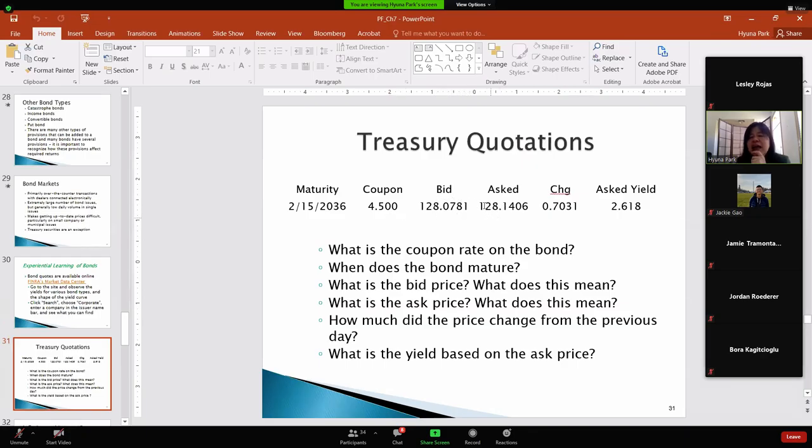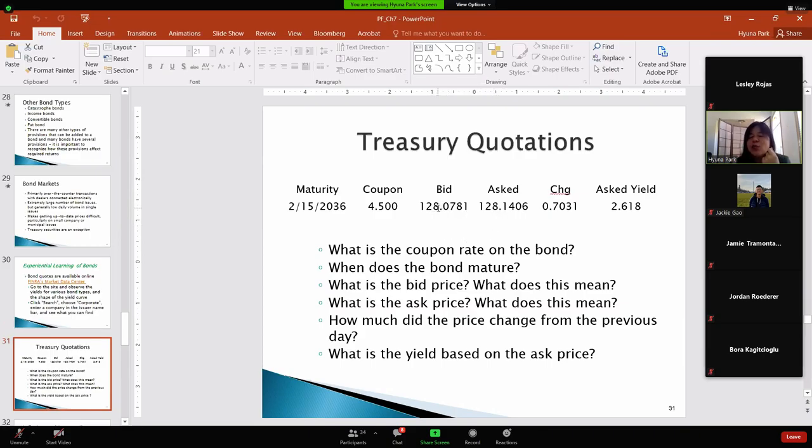And bid and ask, what does that mean? Treasuries are traded in the dealer's market. Bid is what dealers are willing to buy at. So the dealer's purchase price is the bid price, and the dealer's sale price is the ask price. The ask price should always be higher than the bid price, because the difference is the dealer's profit.